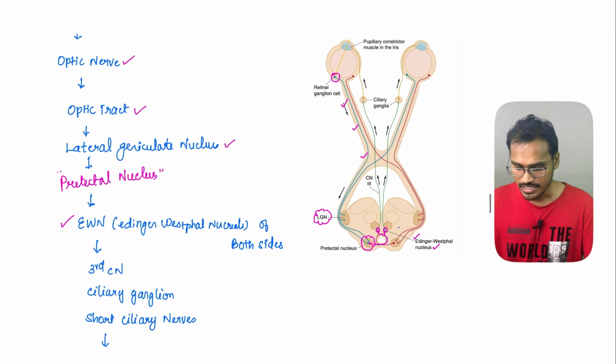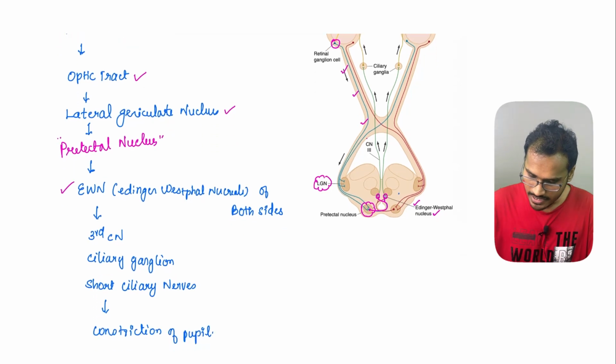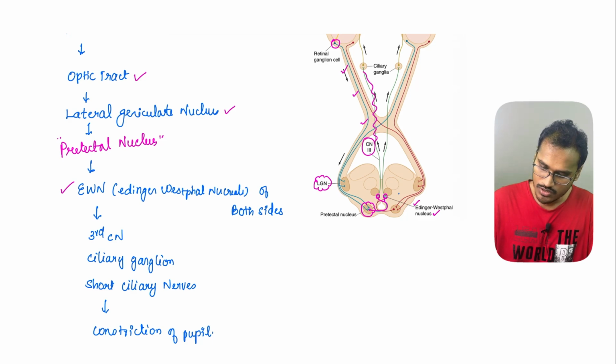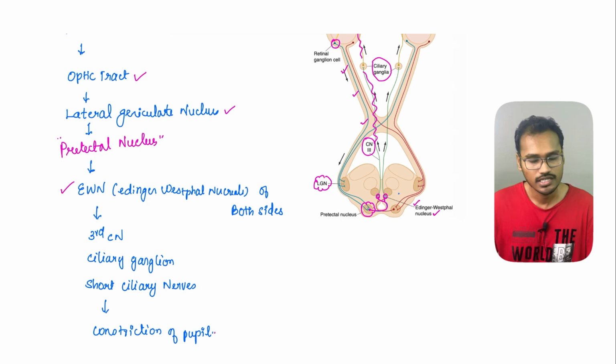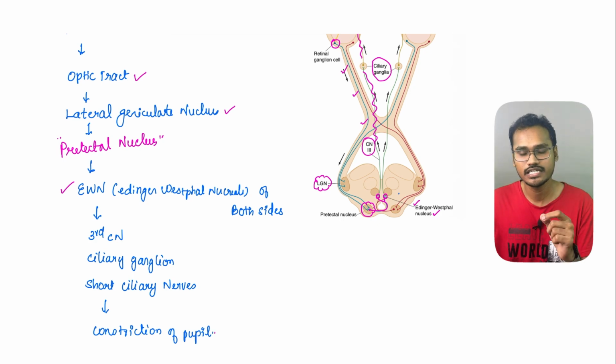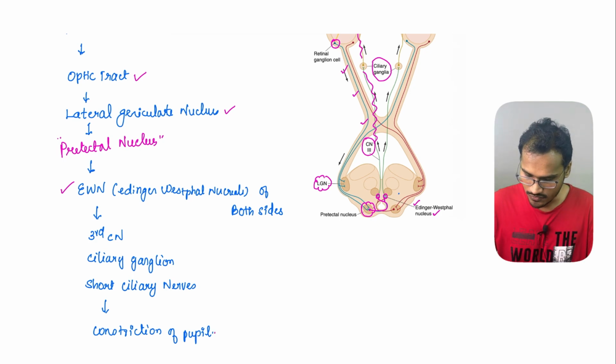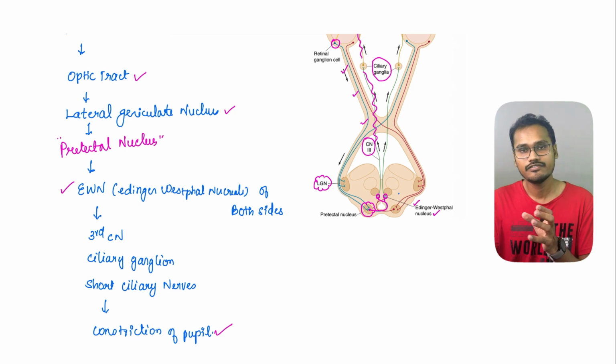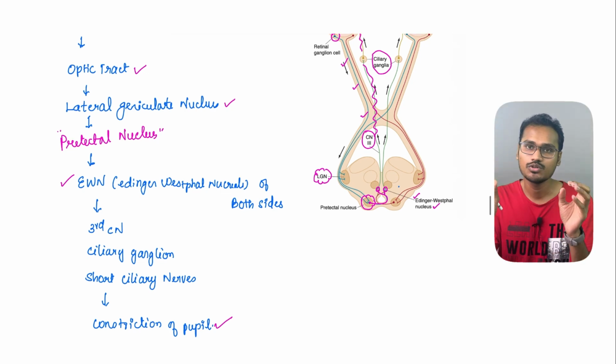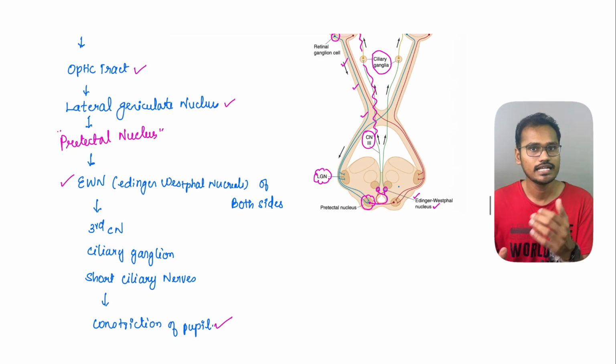Then after that, it will be carried forward by cranial nerve 3, that is the efferent. As you can track it, it is going to the ciliary ganglia. Then finally, the smaller nerves will come, called the short ciliary nerves, which will cause the constriction of the pupil. And since it is innervating the Edinger-Westphal nucleus of both sides, constriction of the pupil will happen on both sides. This is the pupillary light reflex, direct and indirect.